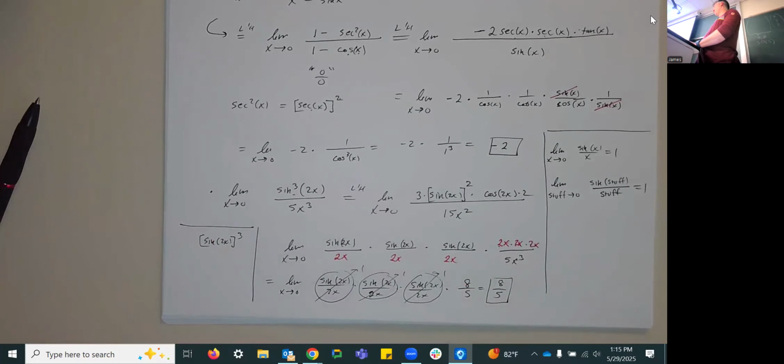It's a much better way of approaching this specific type of 0 over 0 problem. I don't know if you'll see this, but if you do, that's a way you can approach it. All right, let's continue on looking at that.